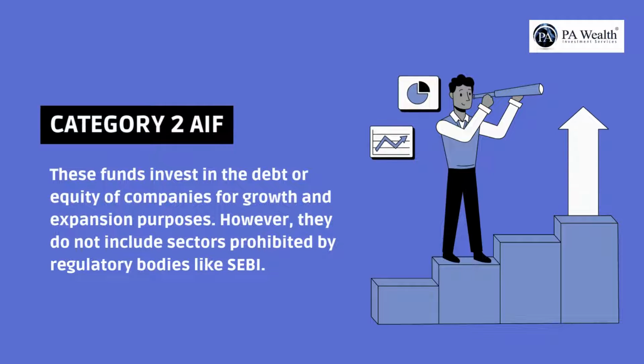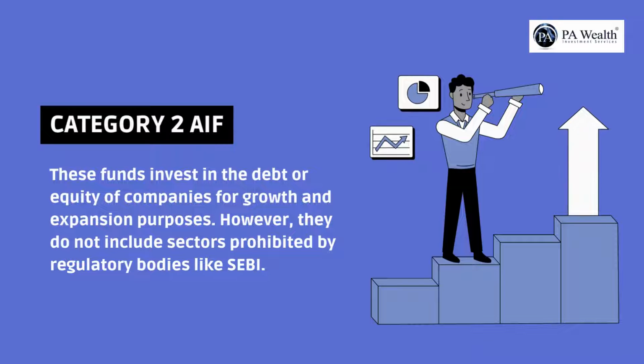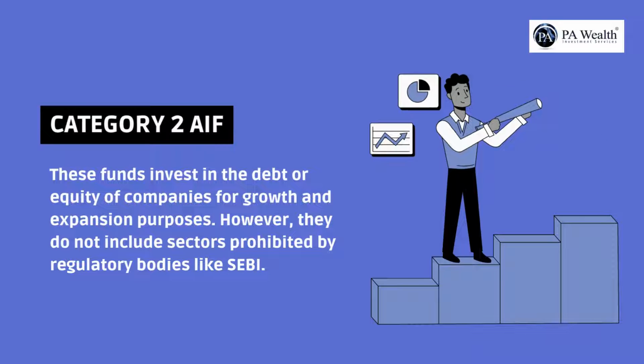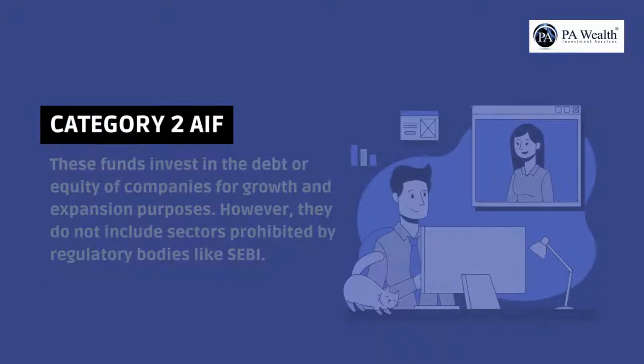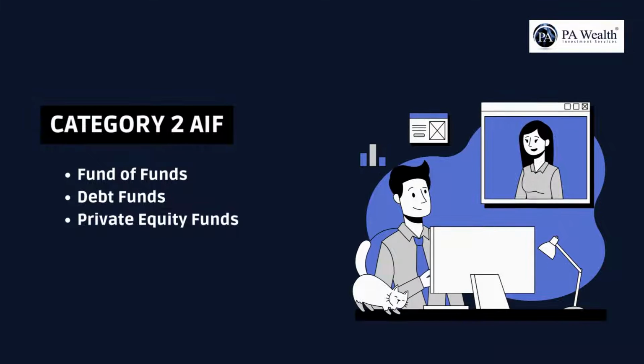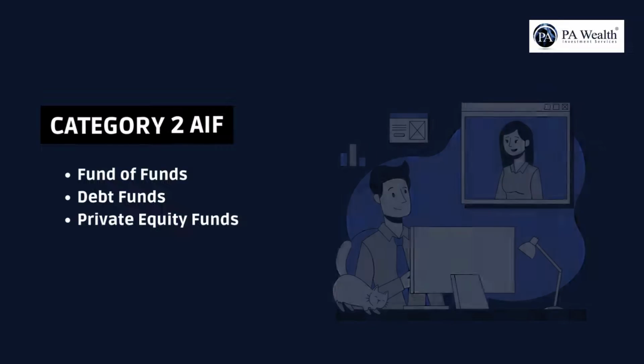Moving on to Category 2 AIF, these funds invest in the debt or equity of companies for growth and expansion purposes. However, they do not include sectors prohibited by regulatory bodies like SEBI. Examples of Category 2 AIF include fund of funds, debt funds, and private equity funds.